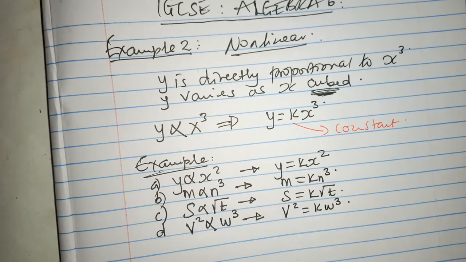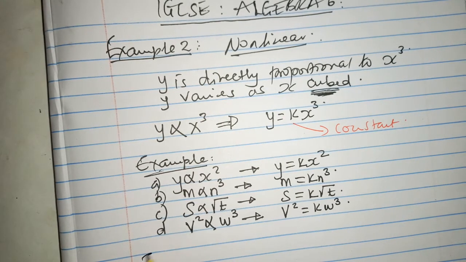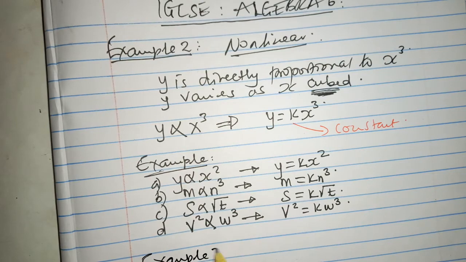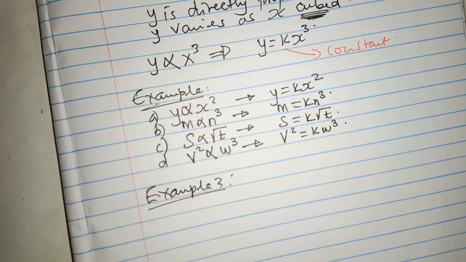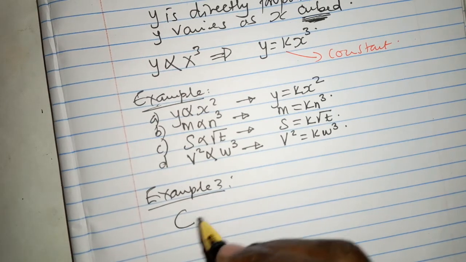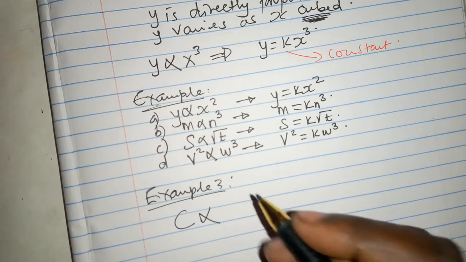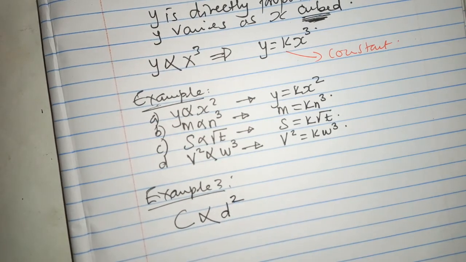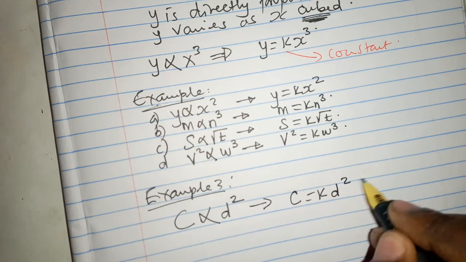And I think in the same video, we can explain example 3. In example 3, we are told that the cost of Luciano's takeaway pizza in cents is directly proportional to the square of the diameter. The cost of pizza C is directly proportional to the square of the diameter. That is it. And this translates to the cost is equals to kd squared.